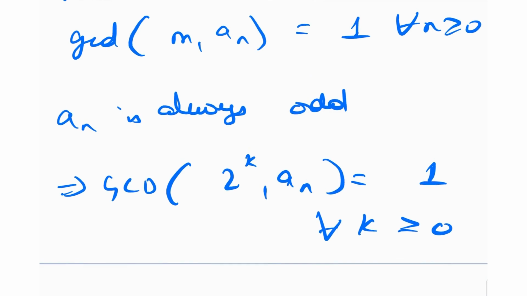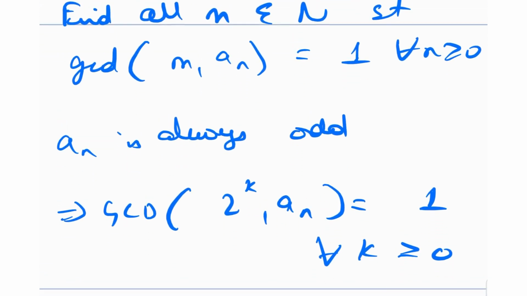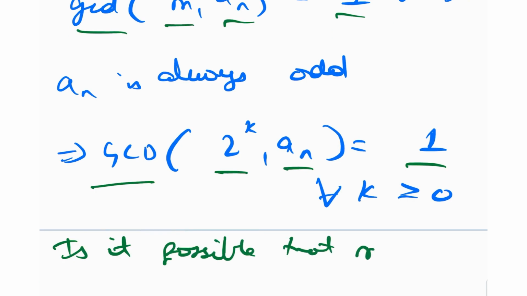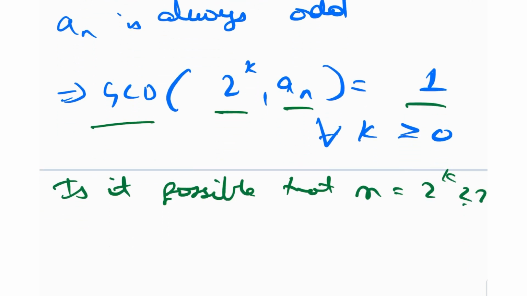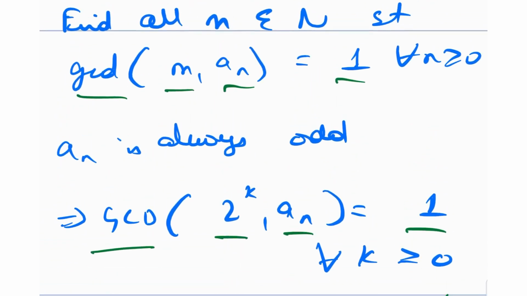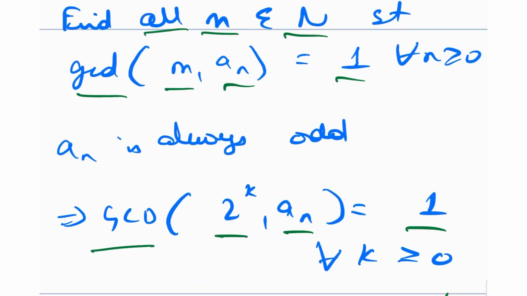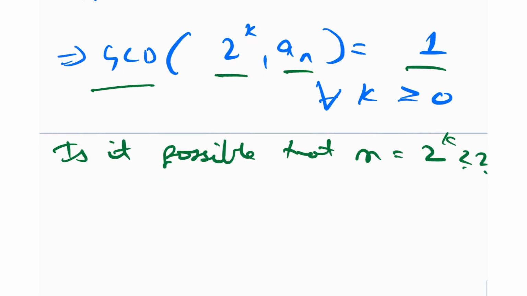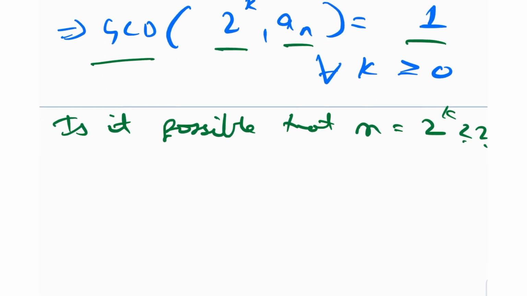But isn't that structure similar to what they want us to find? We want to find the GCD of m and a_n equal to 1. Here we get the GCD of 2 raised to the power k and a_n equal to 1. So is it possible? I'm asking a question. Is it possible that m is equal to 2 raised to the power k? It very well might be true. We need to find all m belonging to the natural numbers so that this condition holds. Is it possible that all such m are actually powers of 2? That's the question. And that is actually the case. I'll just reveal the surprise. Indeed, all m are actually 2 raised to the power k.